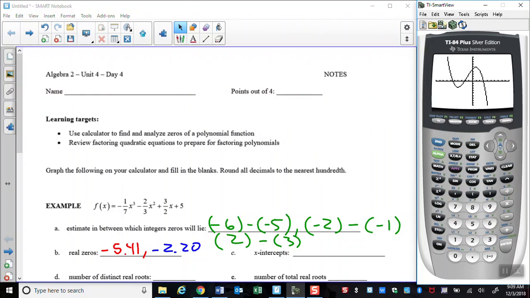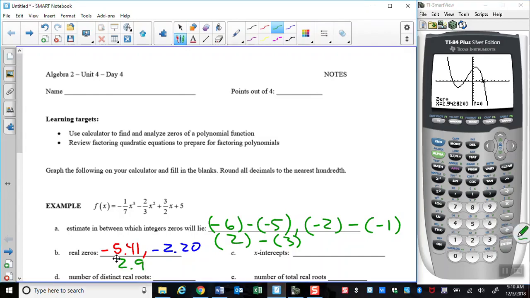Left bound, enter. Right bound, enter. Enter again. So this one is 2.942, so we'll round it to 2.94. Those are your three real zeros. Okay? So write those as x-intercepts. Write them as a point, so that's negative 5.41, comma 0.